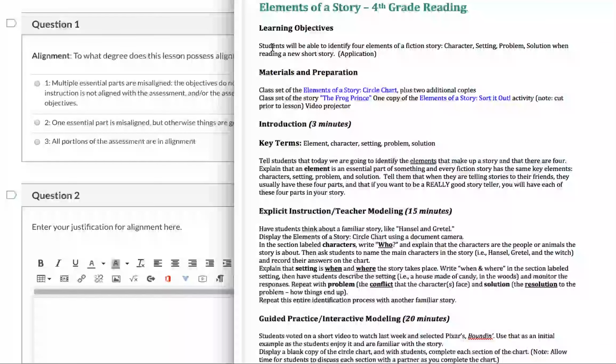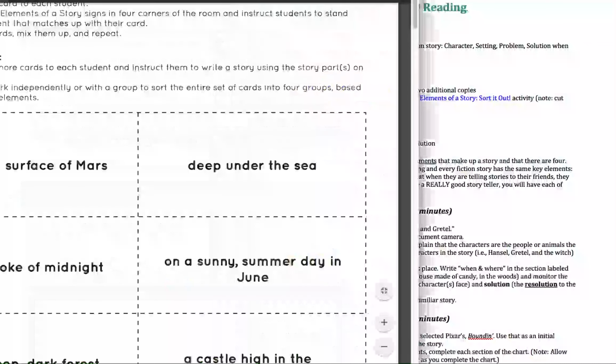The objective here is that they're going to be able to identify 4 elements of a fiction story: character, setting, problem, solution, when reading a new short story. So this is an application level goal. Materials and preparation, right? You have the elements of a story circle chart, so that's a scaffold that people can use. There's the story of the Frog Prince, and 1 copy of the elements of a short story sorted out.